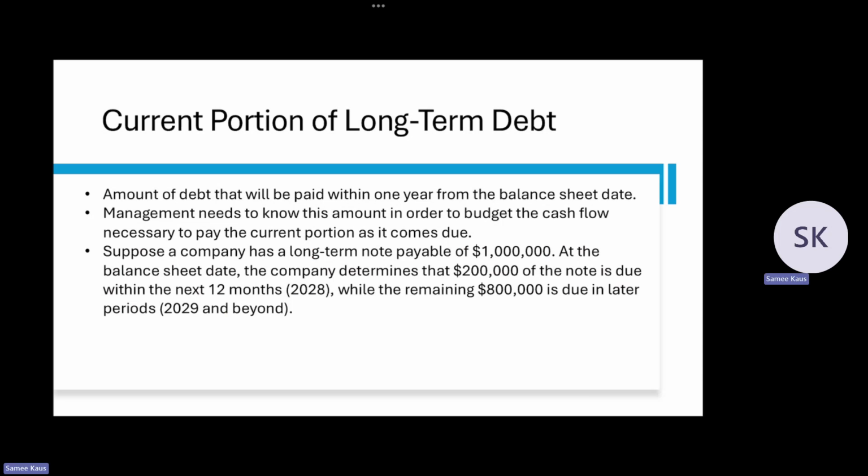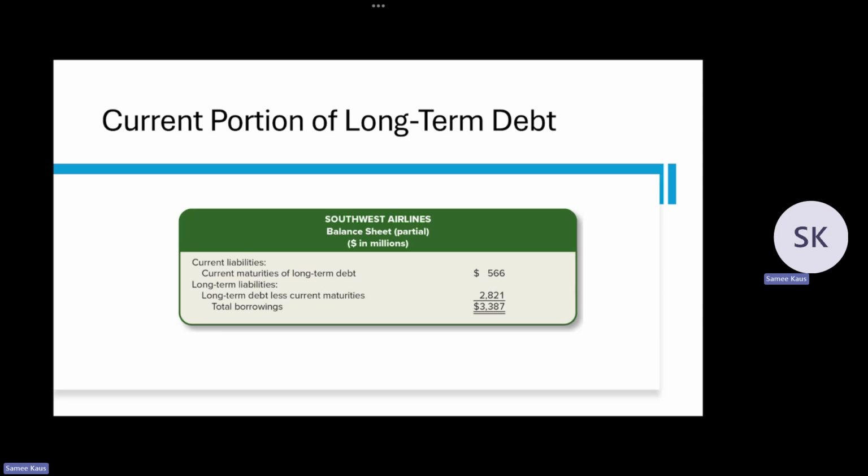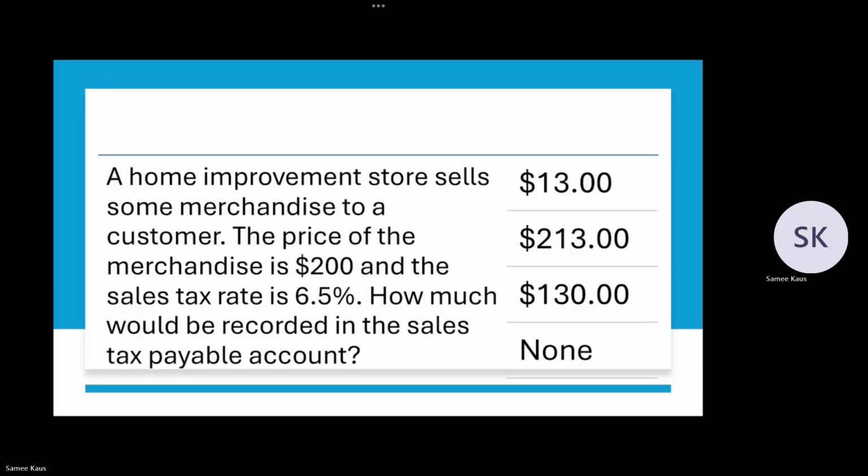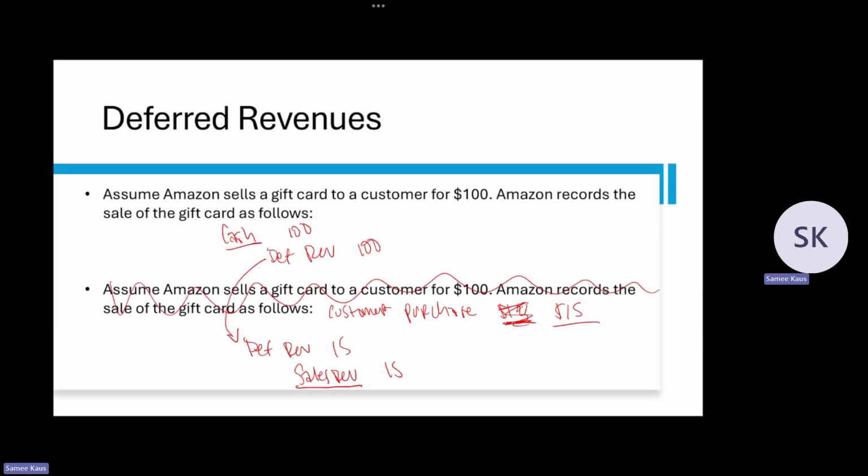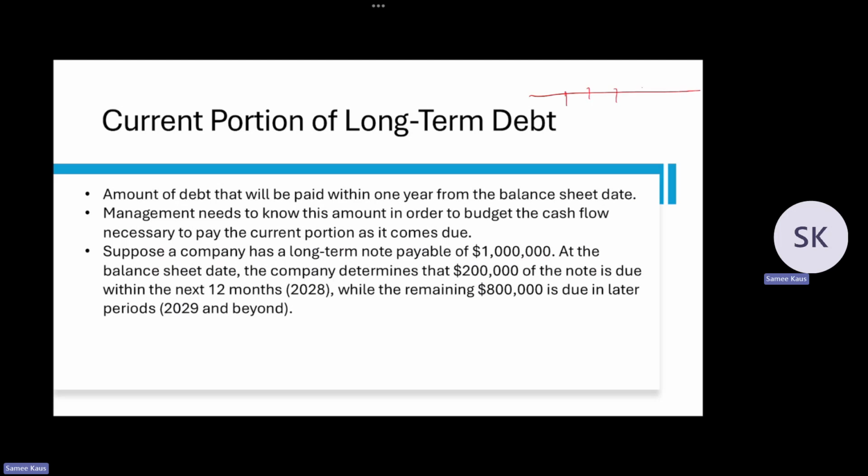The current portion of long-term debt, okay? Well, the current portion of long-term debt is the amount of debt that's going to be paid within 1 year of the balance sheet date. So that's when I drew this little timeline and I said, hey, I have a 30-year mortgage. The amount that I pay right now, well, that's going to be current. And all these other little ones are going to be long-term because they're over 12 months out from having to be paid.